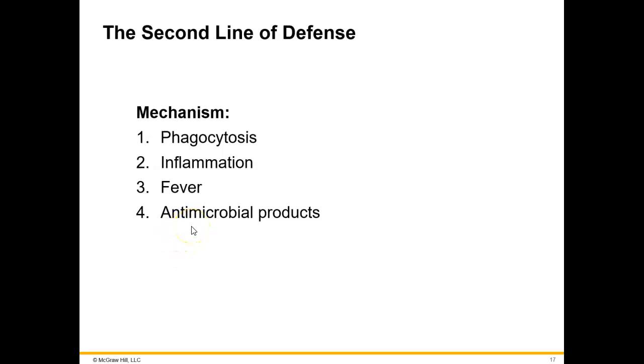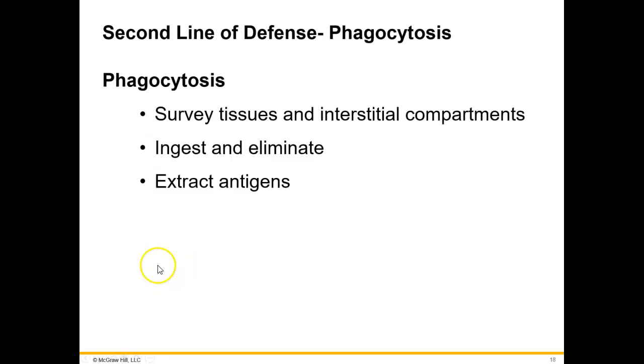All right, let's start talking about our second line of defense. We're going to break out the second line of defense into several different mechanisms that we'll talk about individually. So we have phagocytosis, inflammation, fever, and antimicrobial products, which are all part of this second line of defense. So let's talk about phagocytosis first.